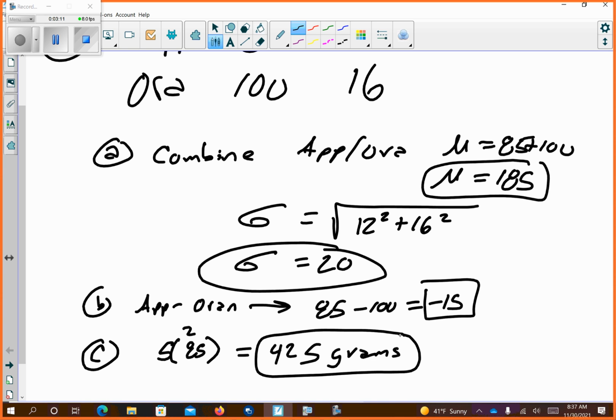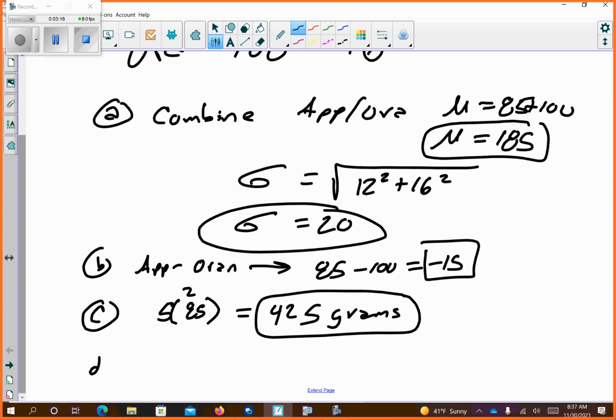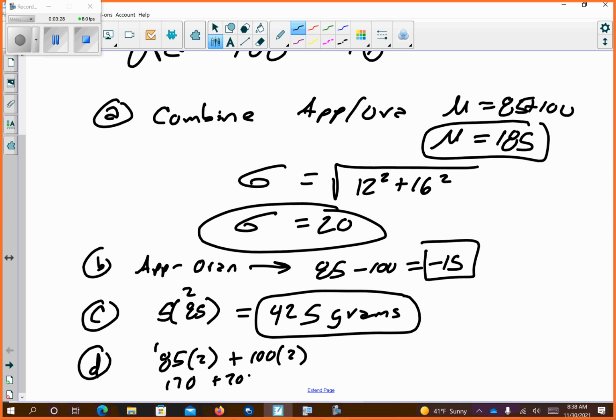Yeah, 425. I'm doing that right? Yeah. All right, D, the total weight of 2 apples and 2 oranges. So apple times 2, orange times 2. What does that come out to? Boom, 170 plus 200. So 370 grams. Did I do that right? 370. I didn't add 372 for some reason.